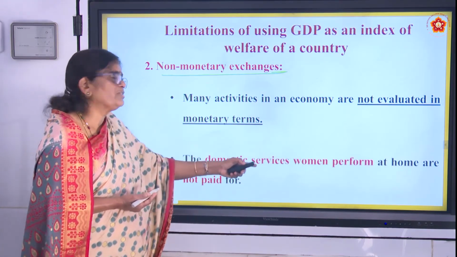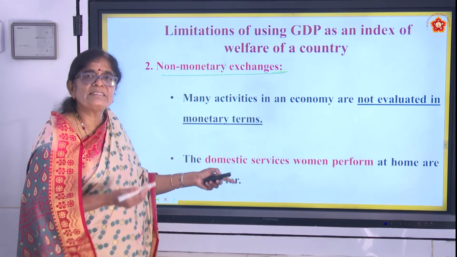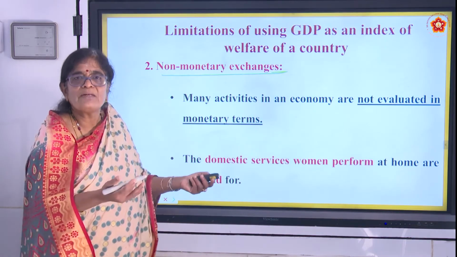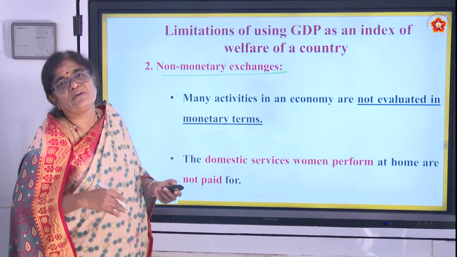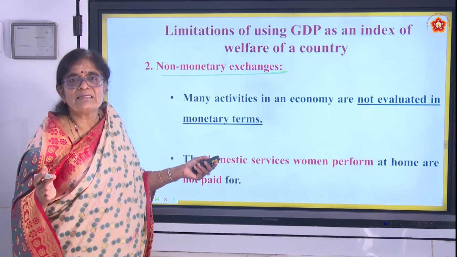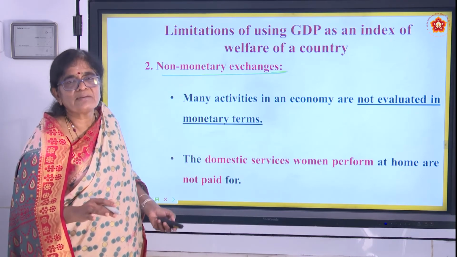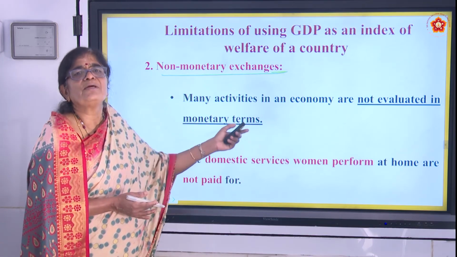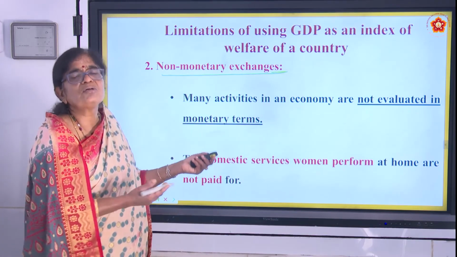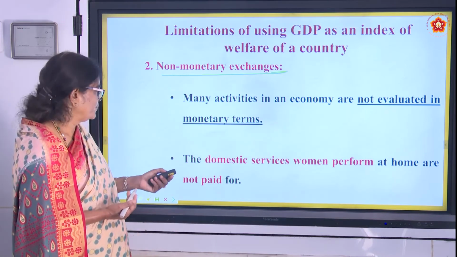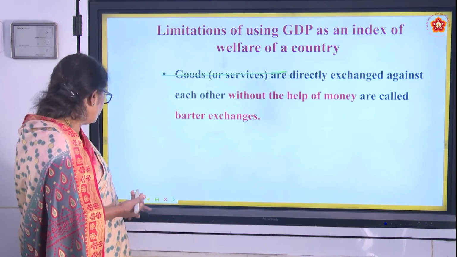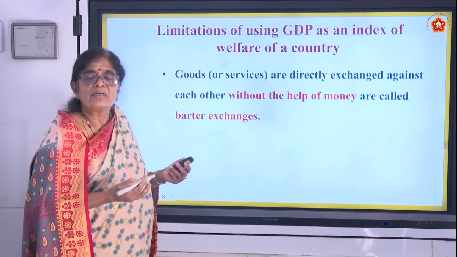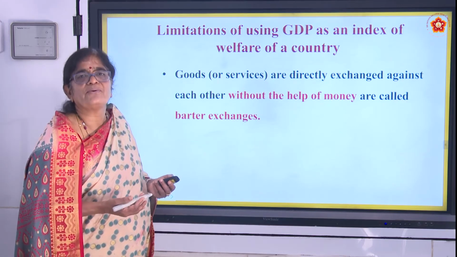Therefore, many activities in an economy are not evaluated in monetary terms. The domestic services, that means services performed at home by mothers and sisters, are not paid for. Only money that is paid comes under the calculation of GDP. If there is no money transaction, it will be left out. When there is no transaction, we are not going to include it under GDP. So many people are contributing to the welfare of others, but not all are evaluated in terms of money. For instance, your father or mother teaching you at home is not paid for. They are very good teachers. They give so much knowledge to you, but they are not paid for.